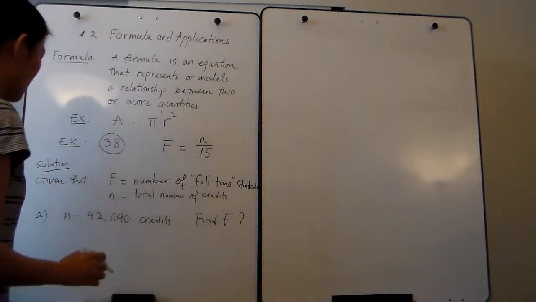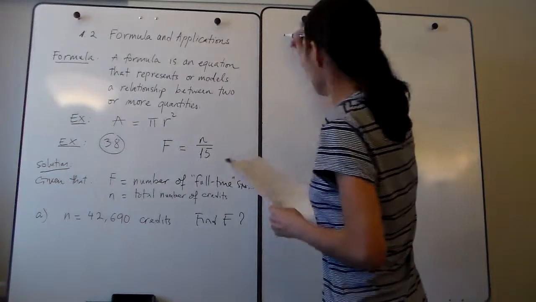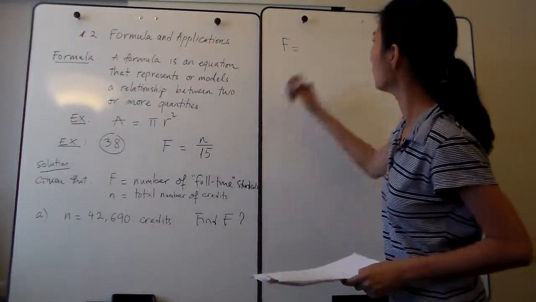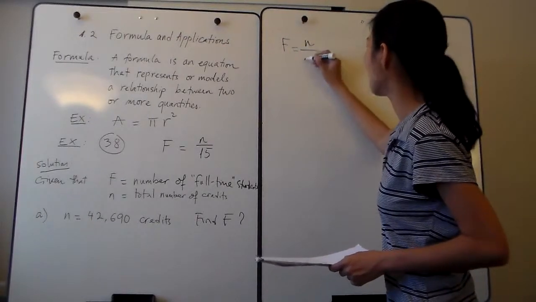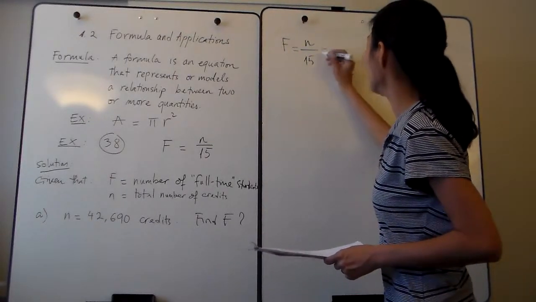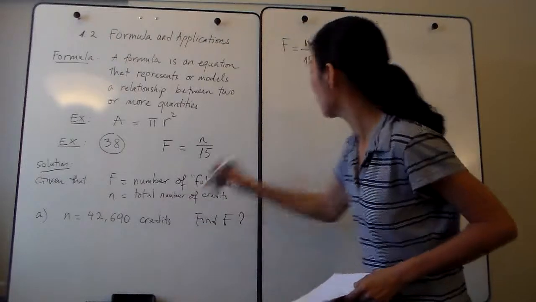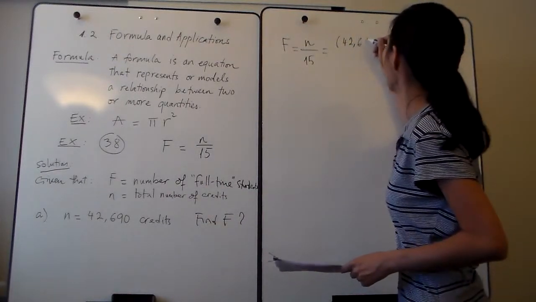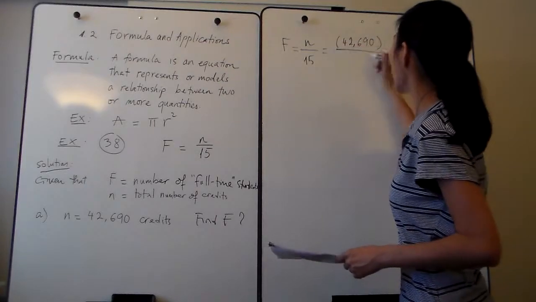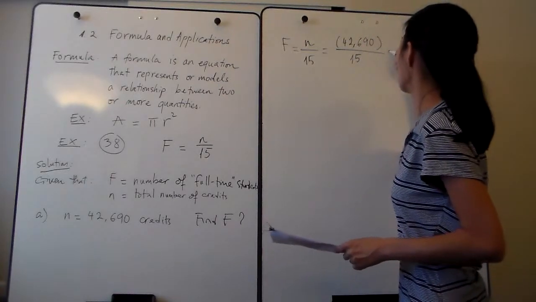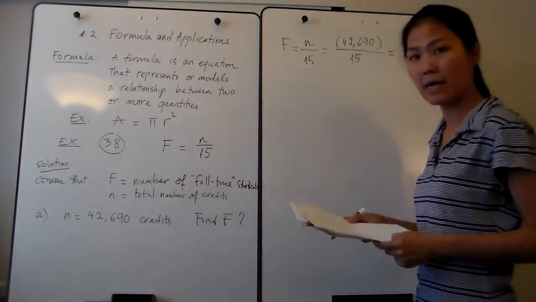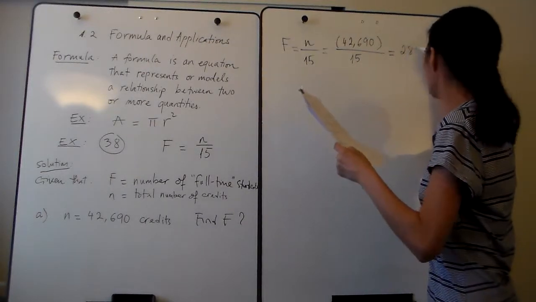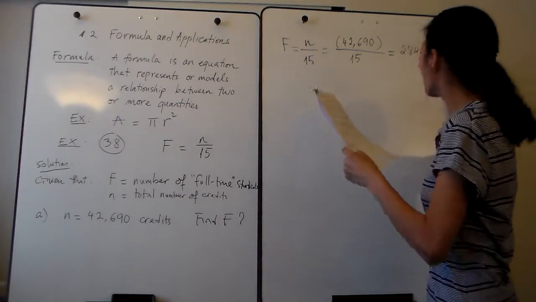All right. So solution. We have F equal to the given formula, F equals N divided by 15. Substituting N, 42,690 divided by 15. Simplify, you would get 2,846 students.